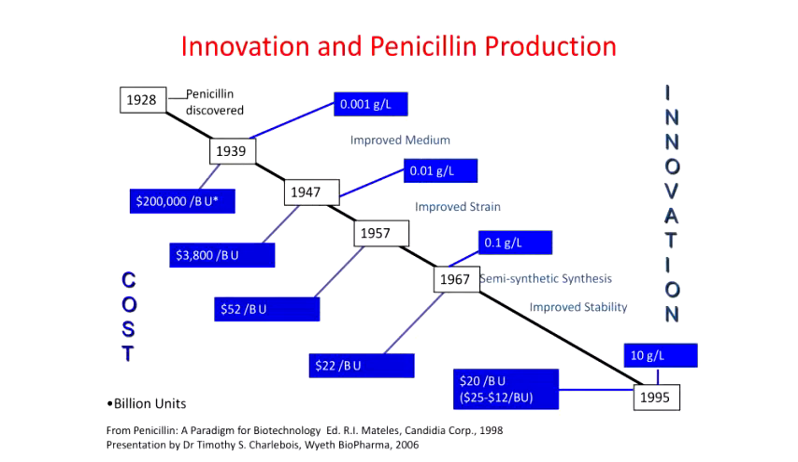Now, I wanted to give this example to show you how innovation is so important in reaching our targets. I take the example of penicillin production. As you see here, from 1928 to 1995, the 10,000-fold increase in the titer of the product happened because of the improved medium, improved strains, the development of synthesis, and the improved stability of these strains.